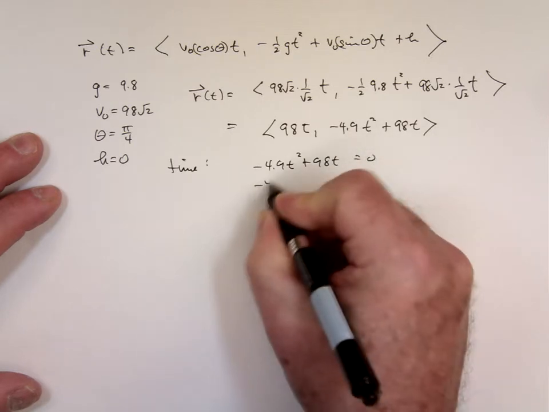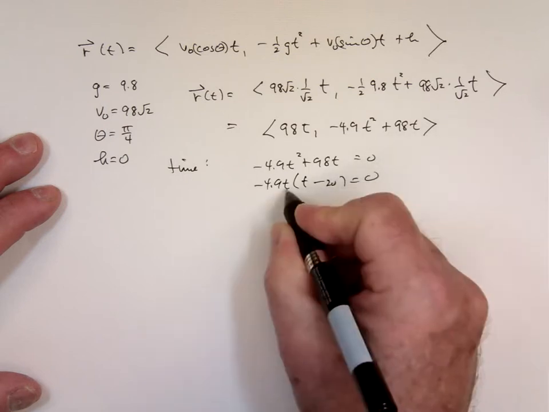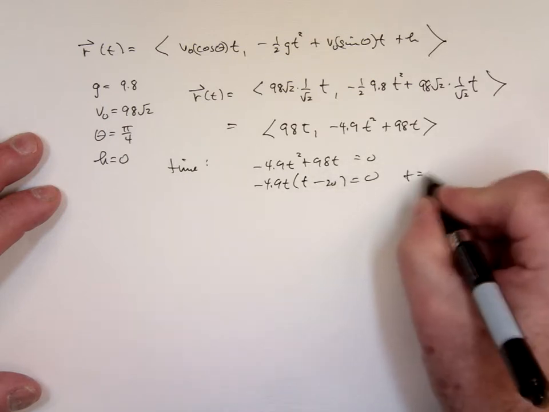Factor out a negative 4.9t. You get t minus 20 equals 0. Either t is 0, which we don't want, or t equals 20 seconds. That's the time in flight.